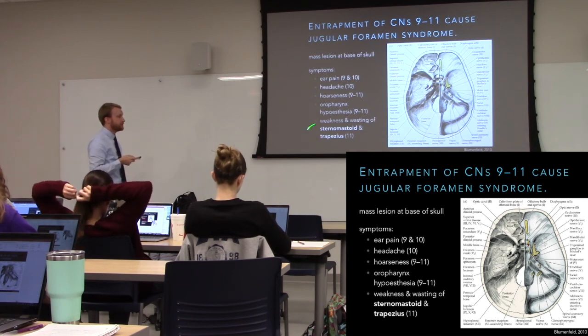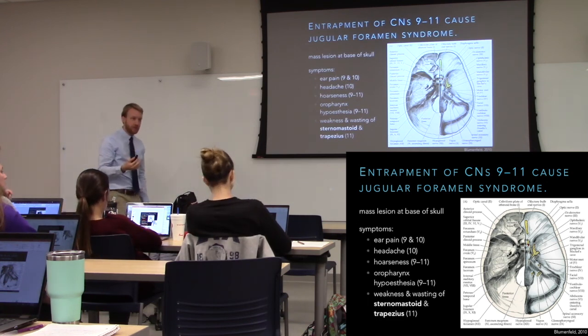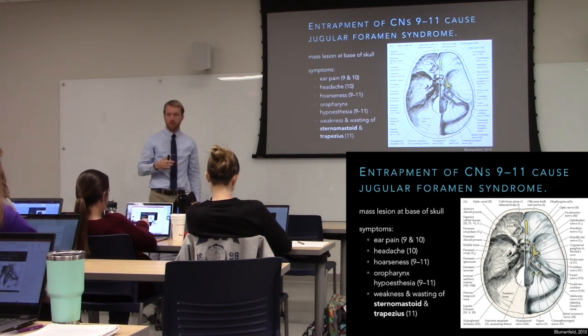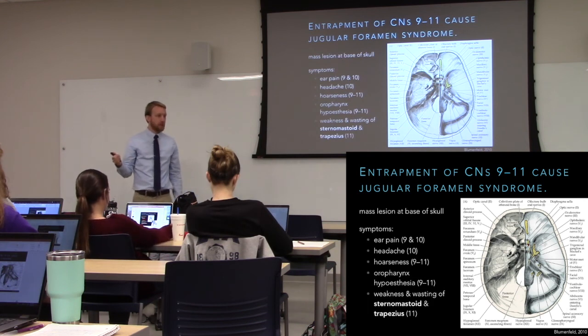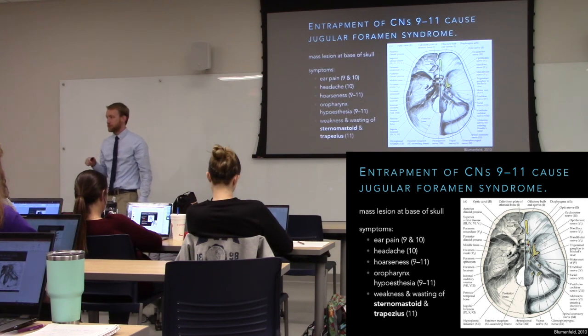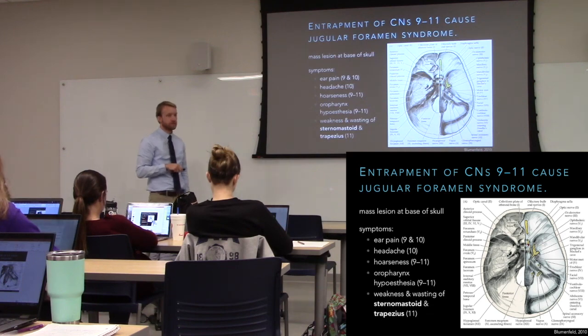And then early on you get weakness of your sternomastoid and trapezius. Then if this compression is long-lived, which it will be in the case of metastatic tumor growth, you get wasting of those muscles, just like we saw wasting of the tongue. If you don't activate those muscles, they waste away. So you'll see unilateral wasting there in that case, because normally you're just going to compress one side.